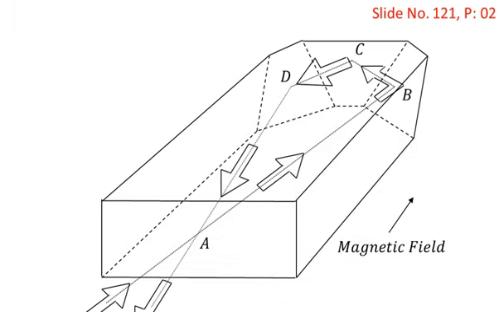For example, the beam is totally internally reflected at point B. The beam is totally internally reflected from the interface containing point C, and the beam is totally internally reflected from the face containing point D.